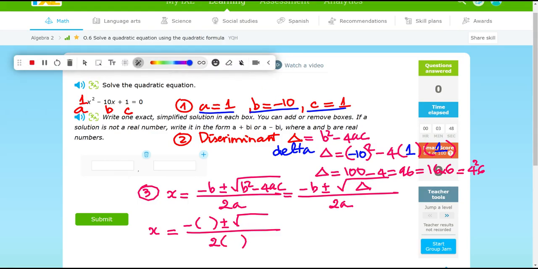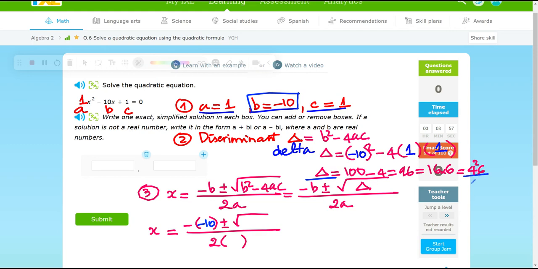Okay. So now go and find the b. Here's the b, negative 10. Put negative 10. Delta will already come out: 4 squared times 6. And then a right here equals number 1. So I put it right here.